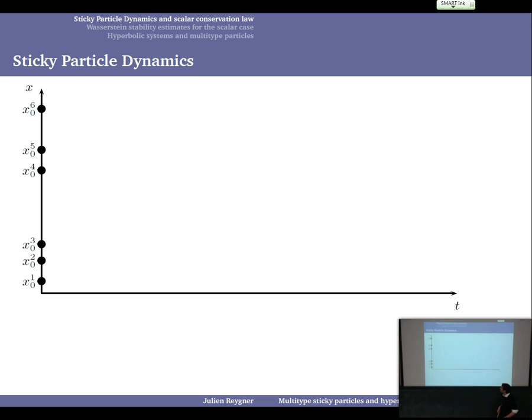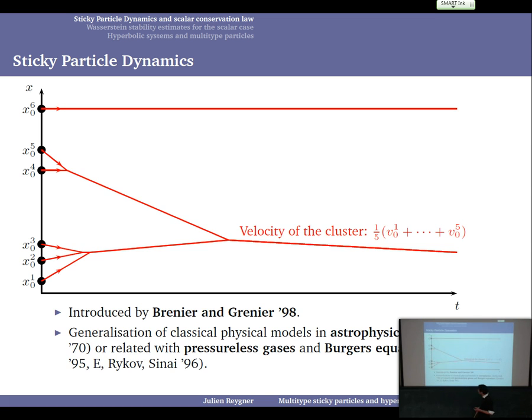So this is a graphical representation of the sticky particle dynamics. First I distribute my particles here. Then I assign them the velocity given by the velocity function lambda. Then I let them evolve. So here, for example, you see there is a cluster with five particles, and the velocity of the cluster is just the average of the initial velocities of each particle composing the cluster. And here you see there is a lonely particle which will never collide with any other particle. So it travels at constant velocity in general, and here I draw it with a null velocity.